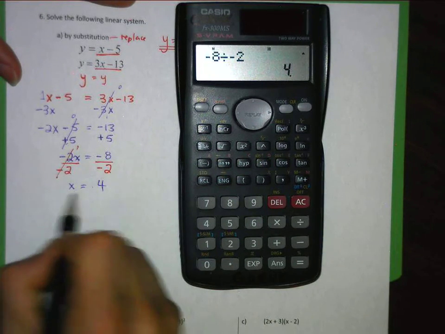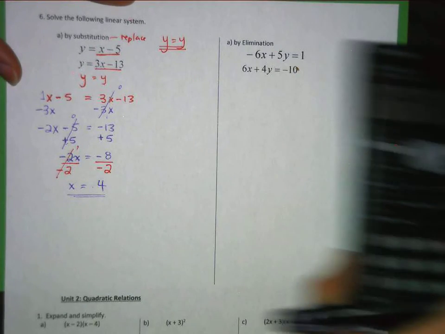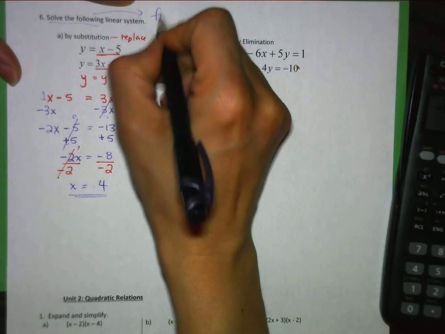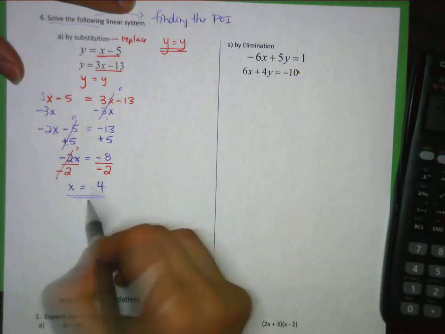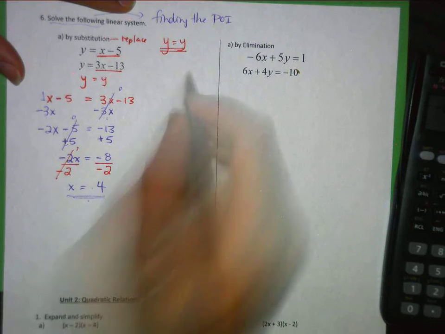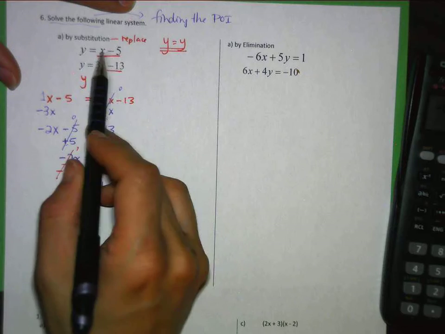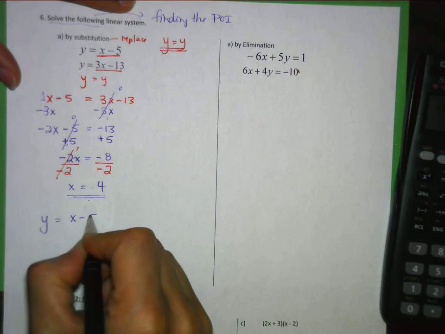Now that's only half of our point, because when we're solving a linear system, and I should have said that, we're finding the point of intersection, the POI. So that's only half of it. Now I have to solve for y. So to solve for y, I take one of the equations. I'm going to choose this one. See how there's less numbers involved. y is equal to x minus 5.